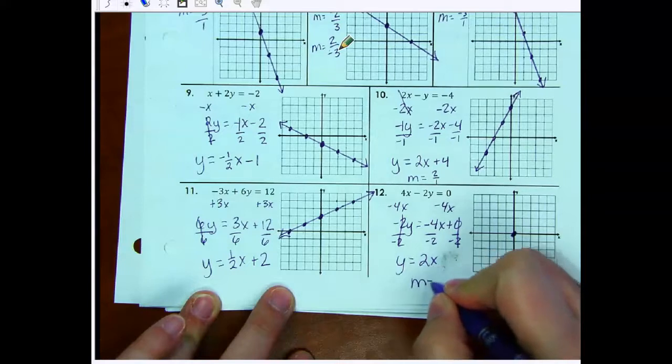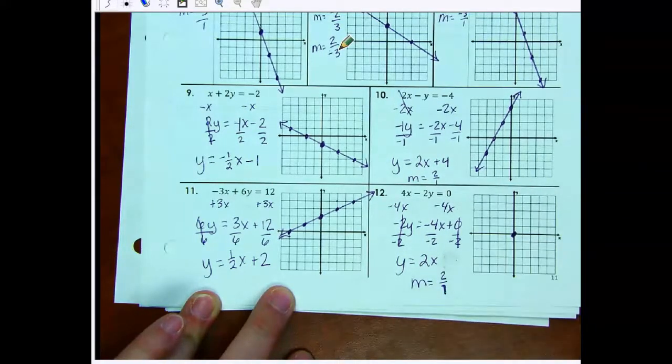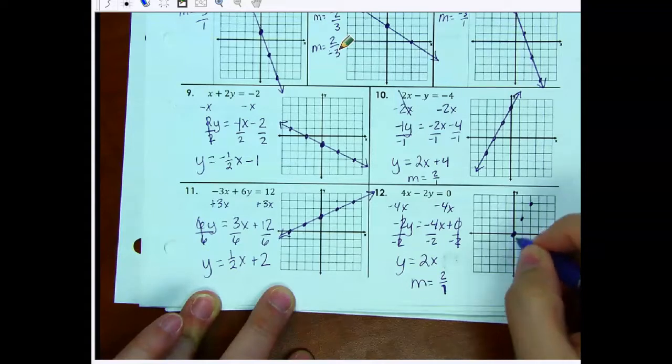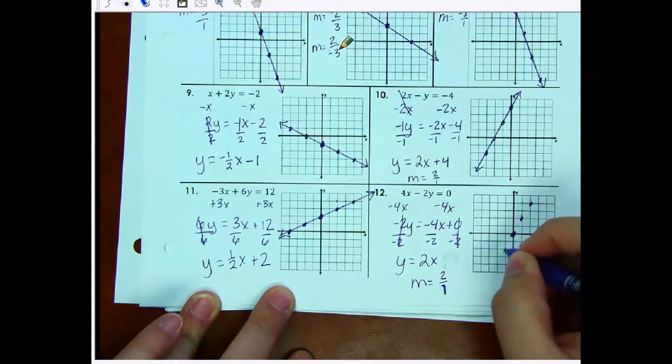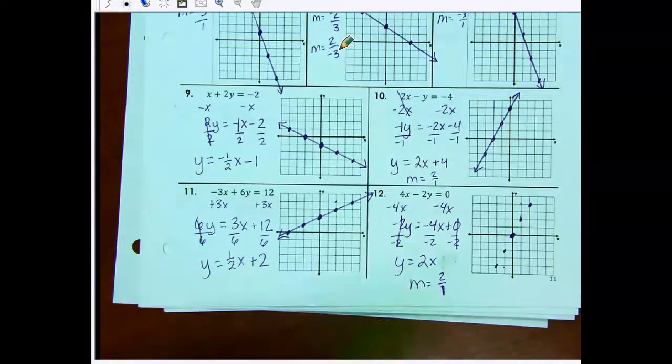And then this means that our slope is 2 over 1. So I'm going to go up 2, right 1, up 2, right 1. And if I want to go the other way, I'm going to go down 2, left 1, down 2, left 1.